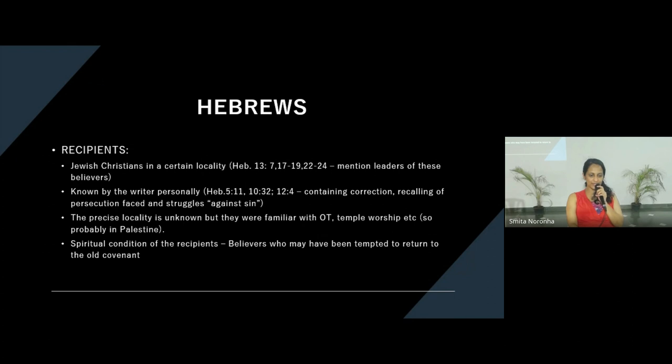They were known by the writer personally, so whoever was writing this knew the people that he was talking to. He's not just writing to a general church audience, because there's correction that he's bringing in with a lot of authority. He's talking about the struggles that they faced, the persecution that they faced when they came to Christ, and he's also talking about their present struggles against sin. So he knows what they are experiencing as believers, and he's writing to their specific context. So he's someone who's known by them, who knows them personally, and who's also respected by them.